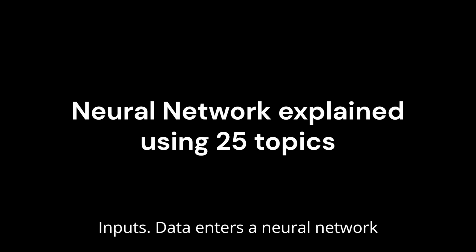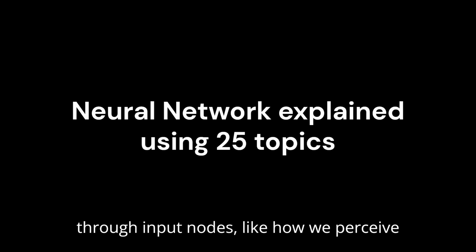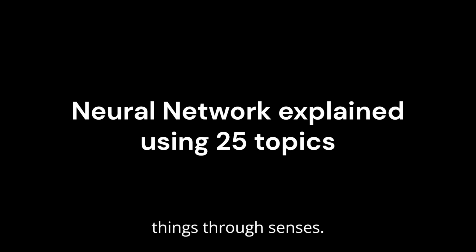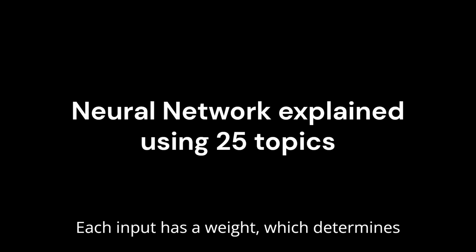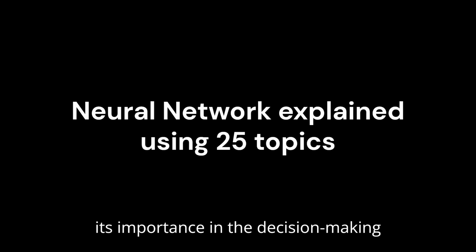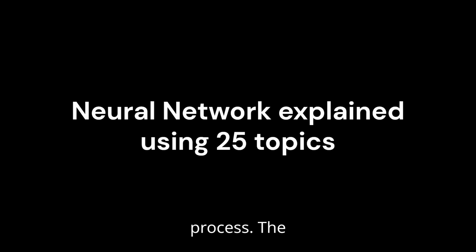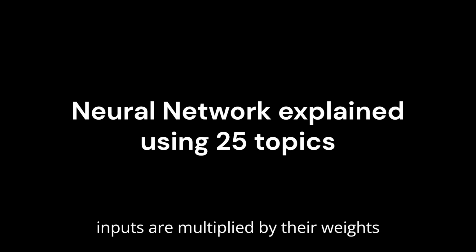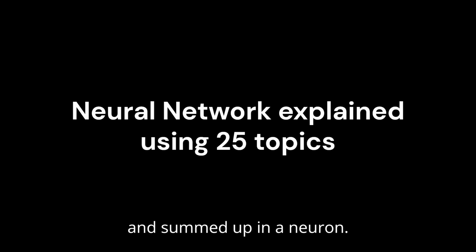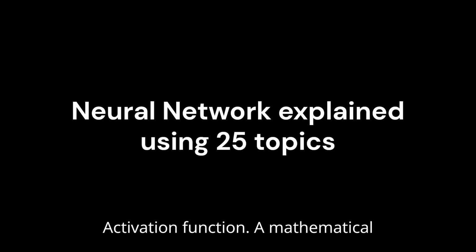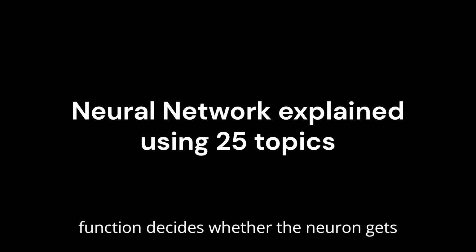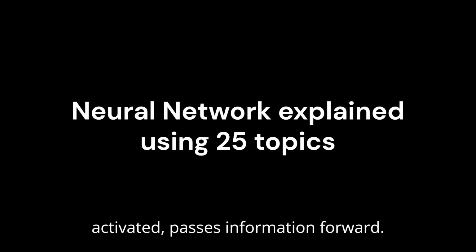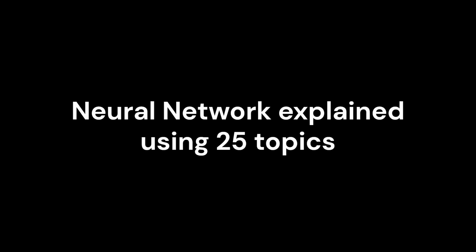3. Inputs. Data enters a neural network through input nodes, like how we perceive things through senses. 4. Weights. Each input has a weight, which determines its importance in the decision-making process. 5. Summation. The inputs are multiplied by their weights and summed up in a neuron. 6. Activation function. A mathematical function decides whether the neuron gets activated, passes information forward.